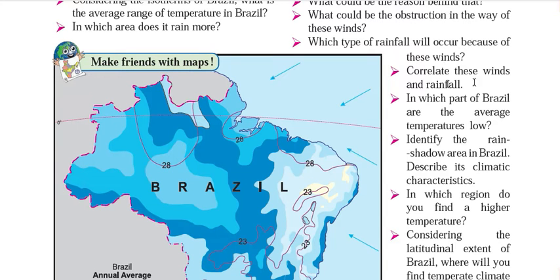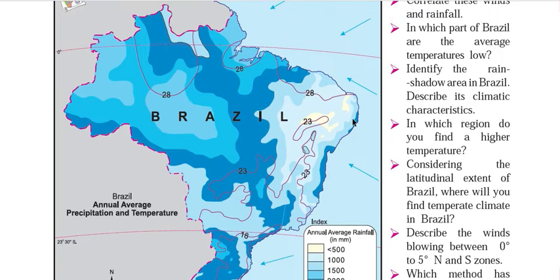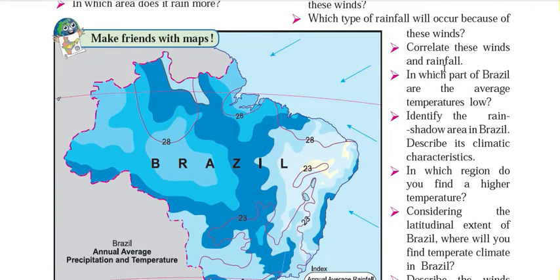Then correlate these winds and rainfall. Just now we have seen that because of orographic rainfall in the coastal region, maximum precipitation occurs, and as these winds move from this coastal region towards the Brazilian highland, their moisture carrying capacity increases. Because of that, they give very little rainfall and a drought quadrilateral forms in this region. So in this way we can correlate the winds and rainfall pattern.